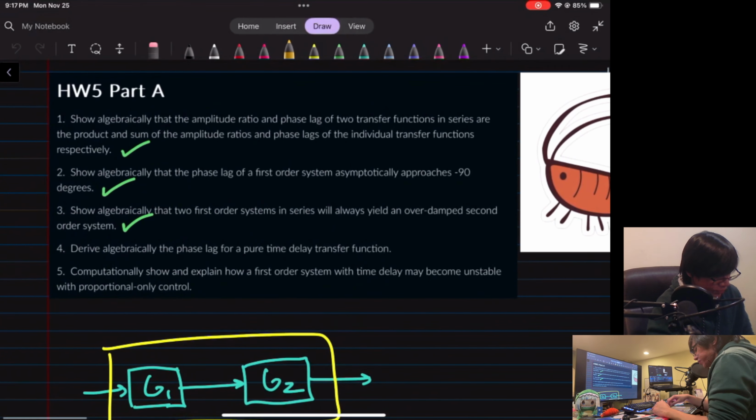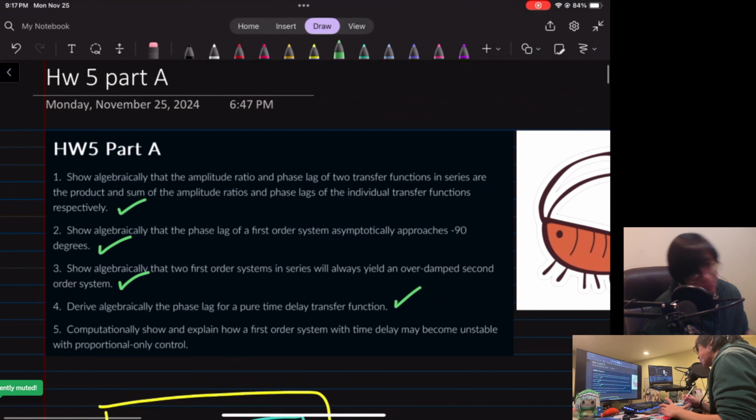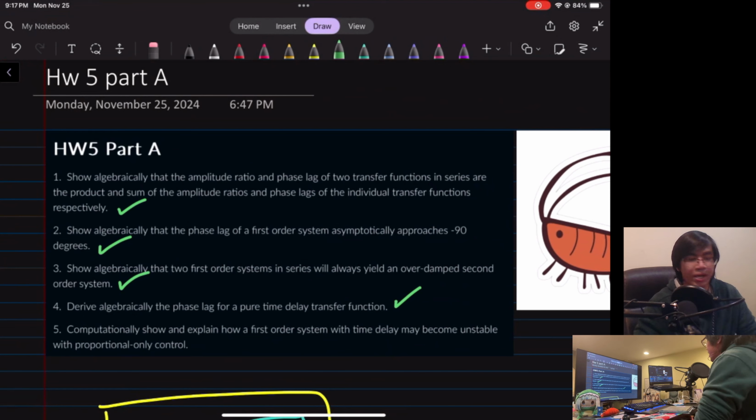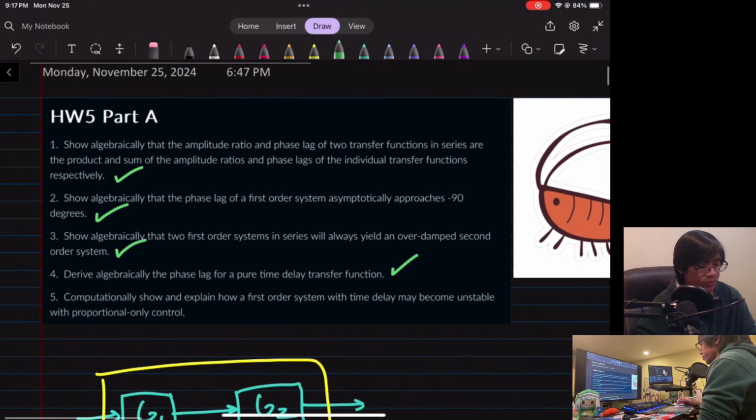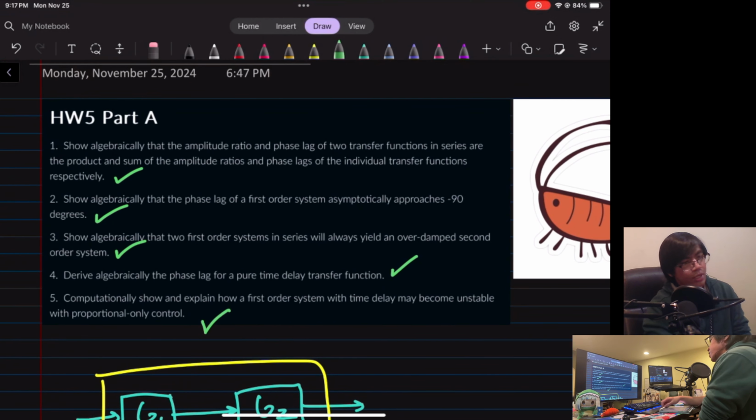So yeah, we showed that with time delay, and everything has time delay. So now you can see there's this upper limit for controllers that have time delay. And it becomes unstable with proportional only control. So now we have an upper limit with that first order transfer function with time delay, and normally that's also used to approximate higher order systems in response to a step input.